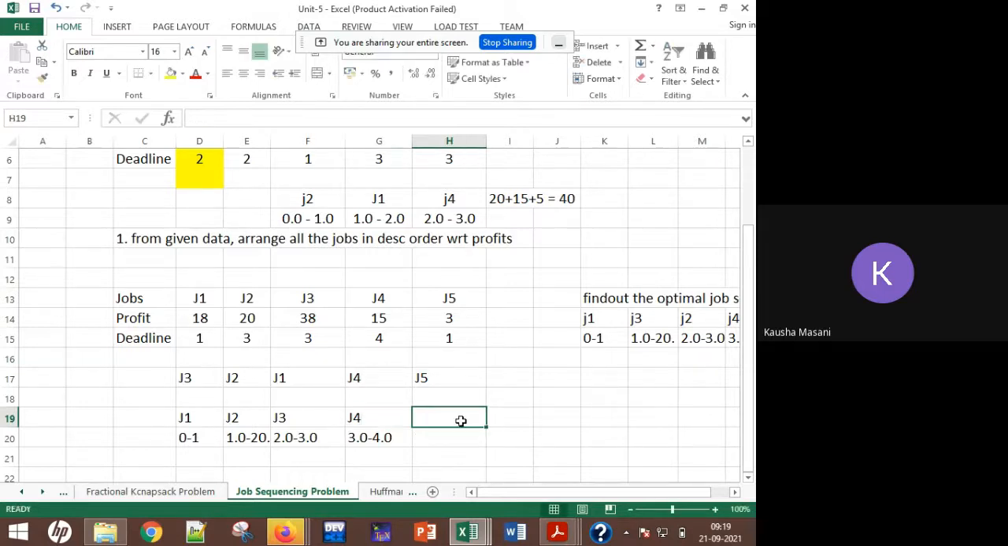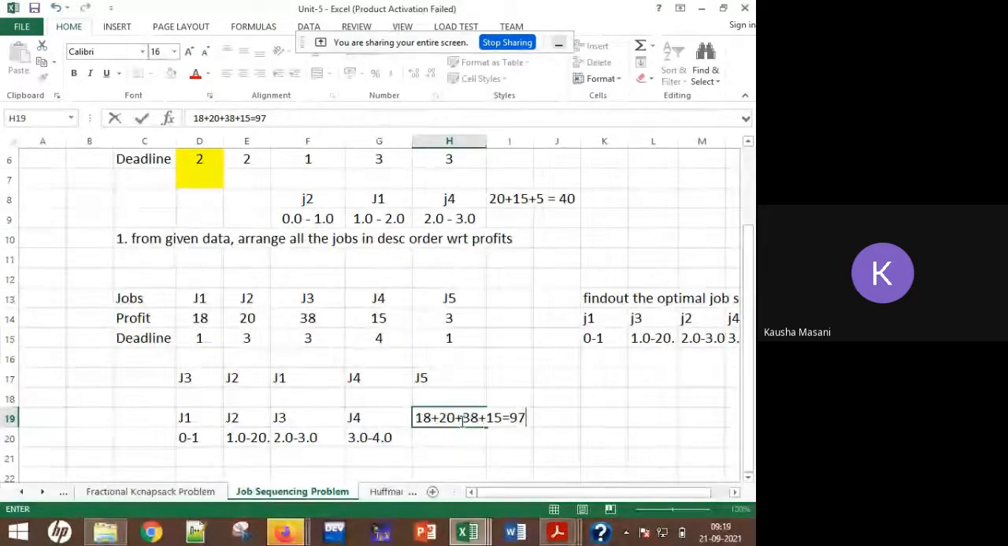So what will be the profits? J1 profit is 18 plus J2 profit is 20 plus J3 profit is 38 plus J4 the profit is 15. What is the answer? 97? Online students verify. Are you guys getting 97? 91. Dhruv will recalculate.